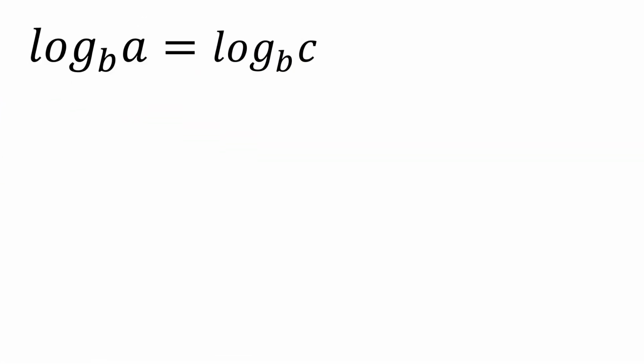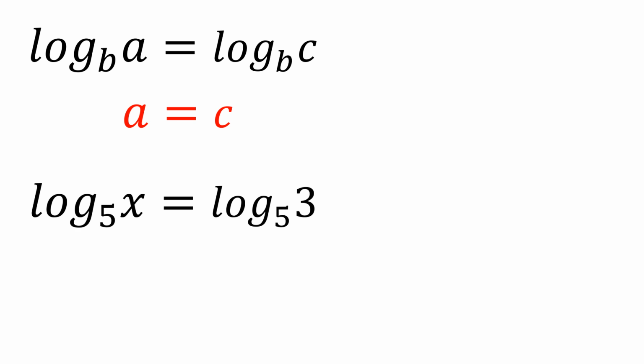Another property of logarithm is if it's like this. It's an equation. Log of a to the base b is equal to log of c to the base b. So what does it mean by this? They have the same base, just different arguments. So if it's like this, it implies that a is equal to c.